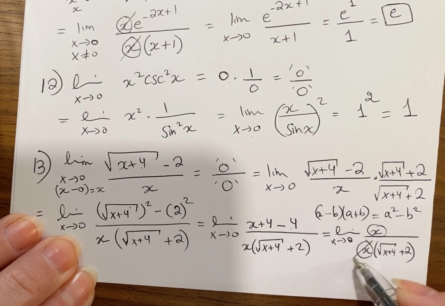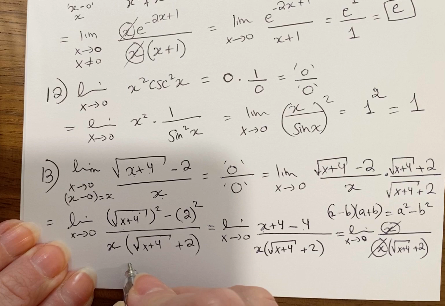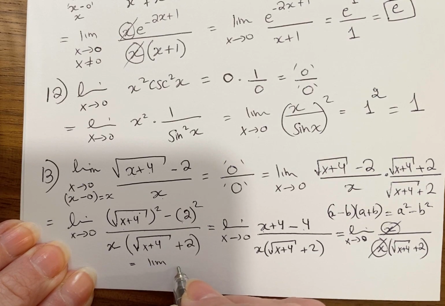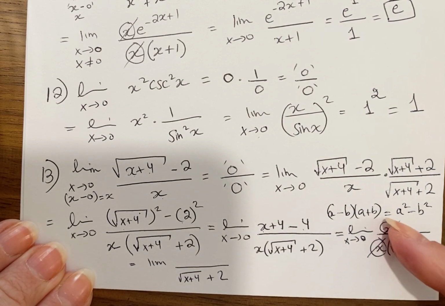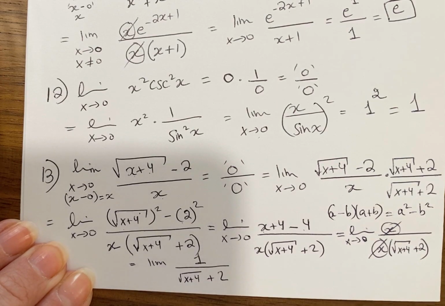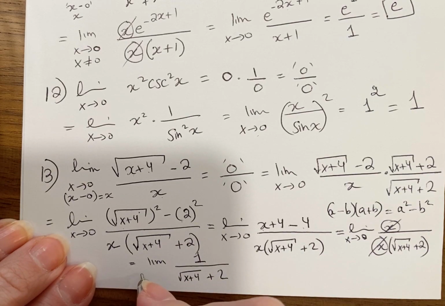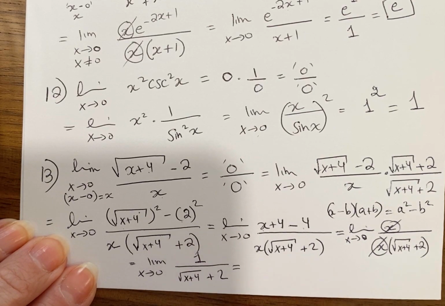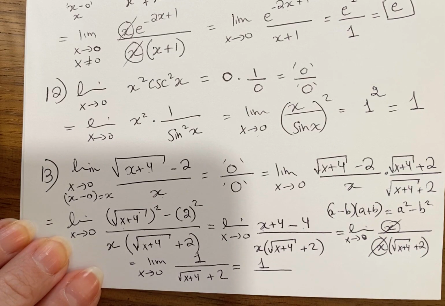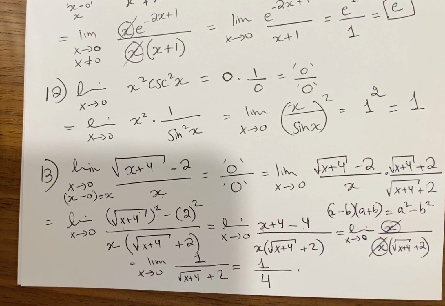Can I cancel it? Yes, because I'm working with the limit around 0, so x is not 0. And then what do I have left? Many students write that they have left only root x plus 4 plus 2. They forget that when they cancel x by x, this means they divided up by x, so they're left with 1, and they divided down by x, so they're left with 1. So you have 1 over root x plus 4 plus 2. Now substitute again, you get 1 over 0 plus 4, 4, root 4, 2, 2 plus 2, 4, and this is your final answer. A quarter.